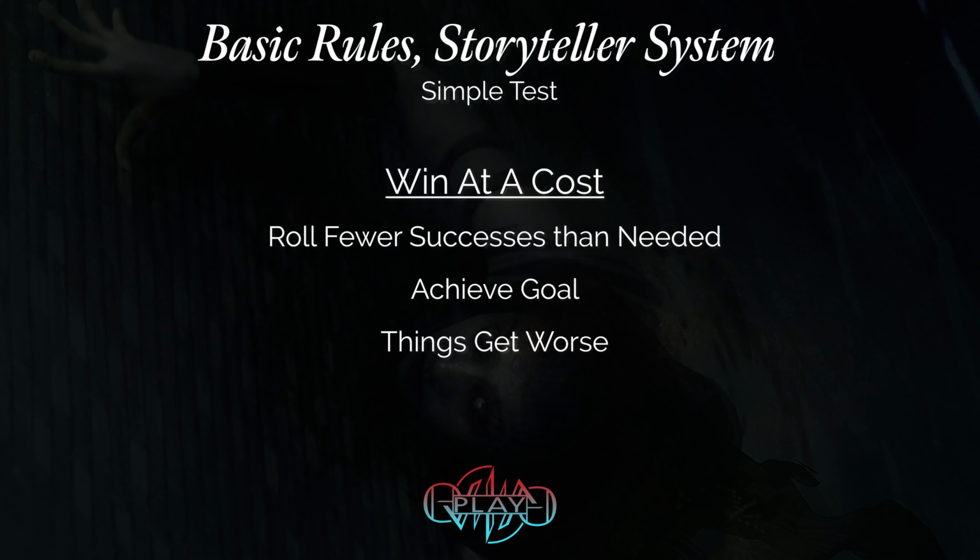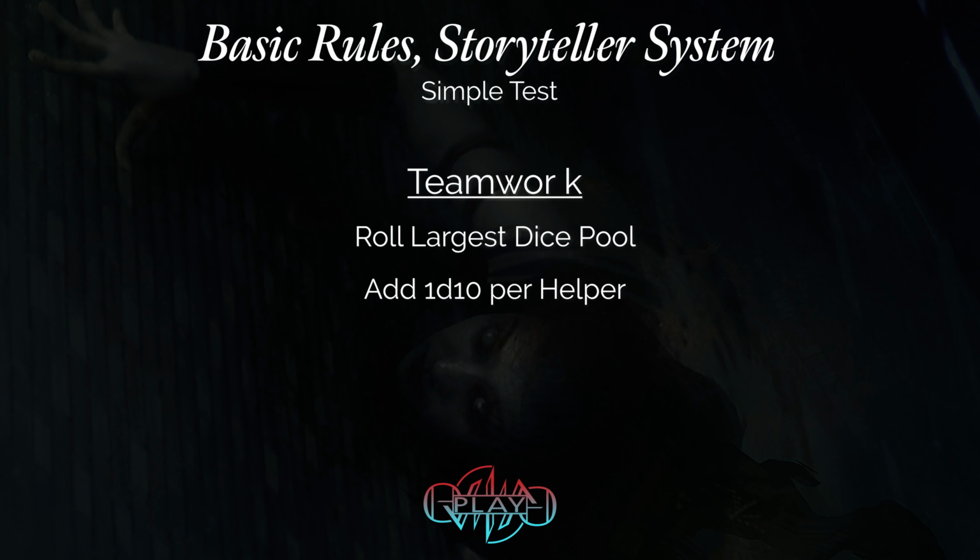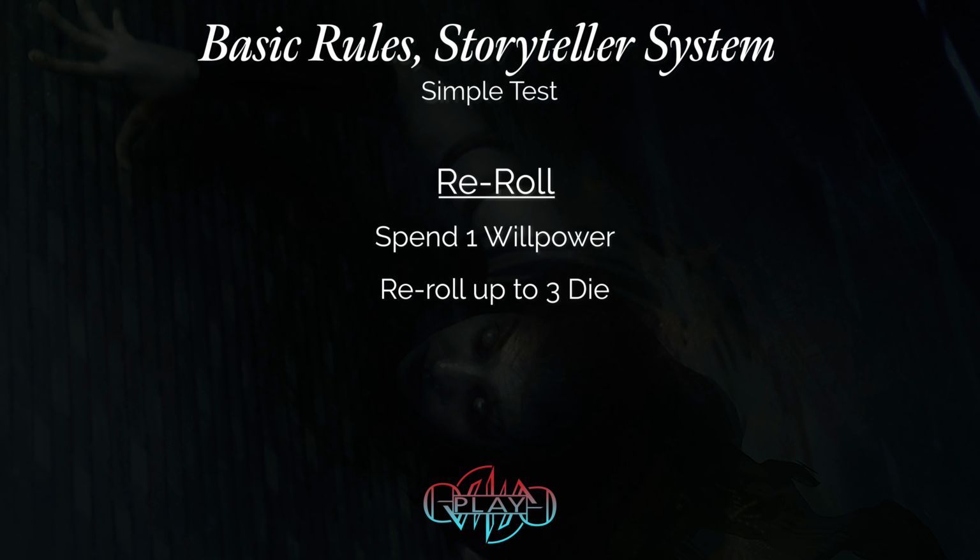At times, you may roll some successes, but not enough to meet or exceed the difficulty number. In that case, you may be offered the win at a cost option. It means you achieve your goal, but something happens to make things worse for you. You may also achieve 0 successes, making a total failure. In this situation, something of dire consequence occurs. You may use teamwork to overcome certain actions as well. In this case, you'd roll the largest of the character's die pools and add 1 die for each player assisting. You may also spend 1 willpower to re-roll up to 3 regular dice on any 1 skill or attribute roll.